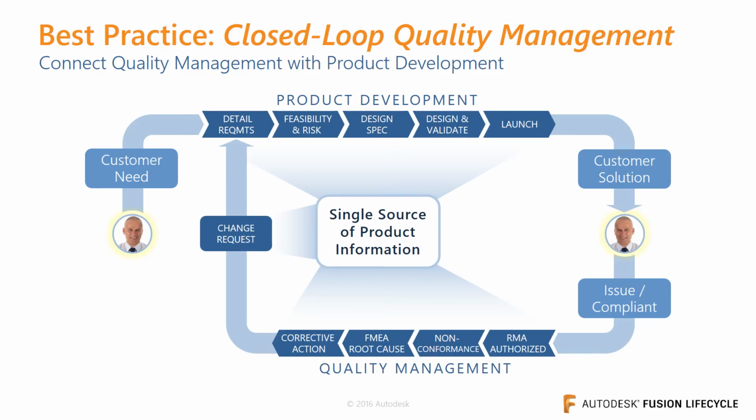Here's an example of a best practice closed loop quality management workflow, if you will. It's centered around a single source of truth for product data and associated documents and files. And it really allows you to connect all the steps involved from problem identification to solution. So in this example, customer solution is delivered, there's an issue and a complaint, an RMA is authorized, non-conformance is created, FMEA root cause analysis is completed, therefore determining a corrective action to take place, and a change request is initiated. And then it cycles through to the Agile product development.